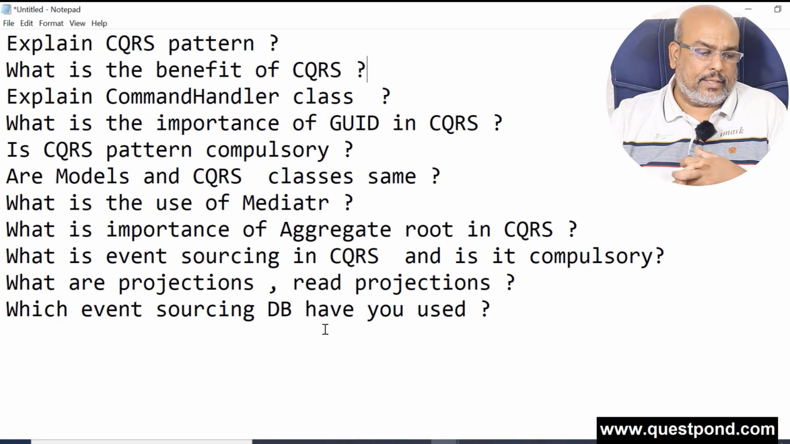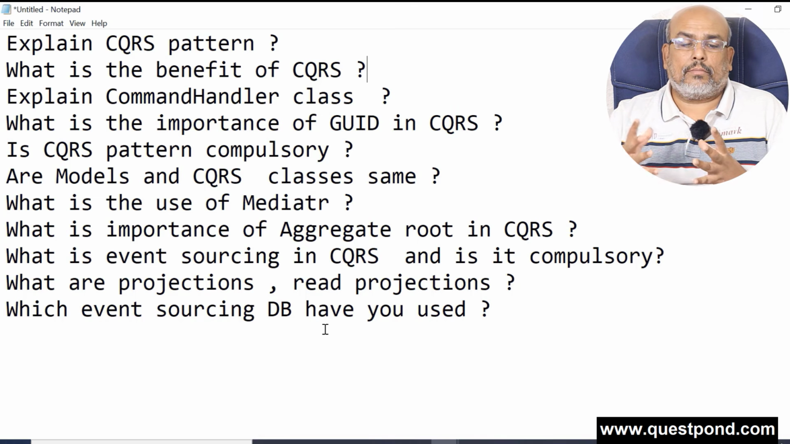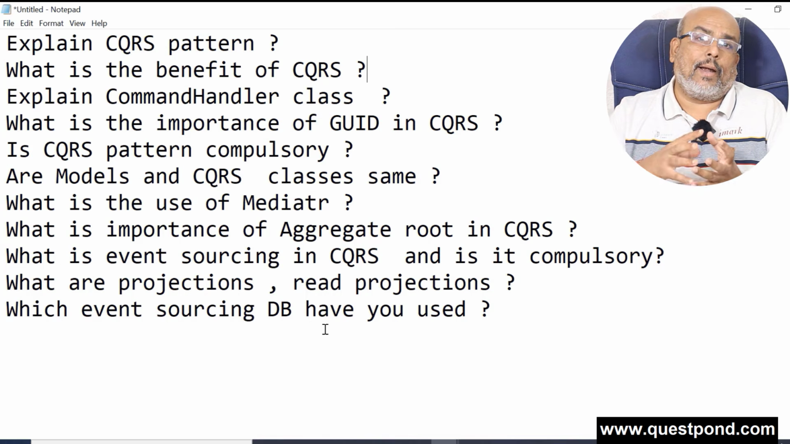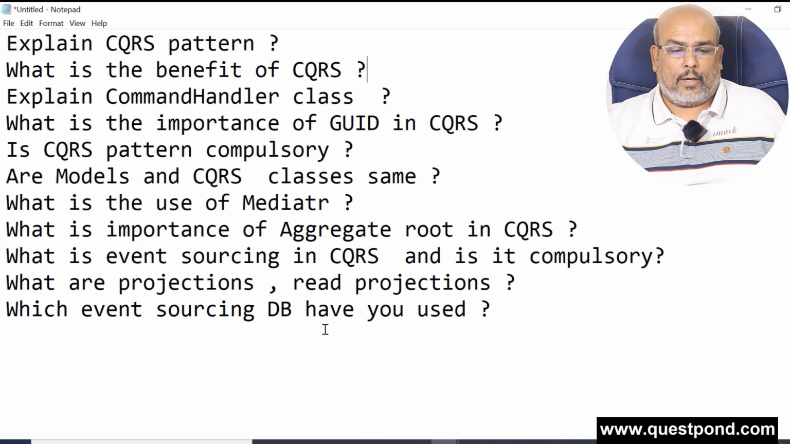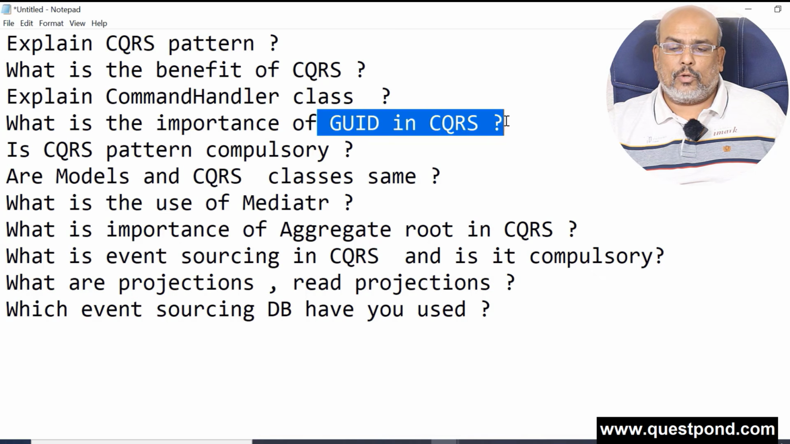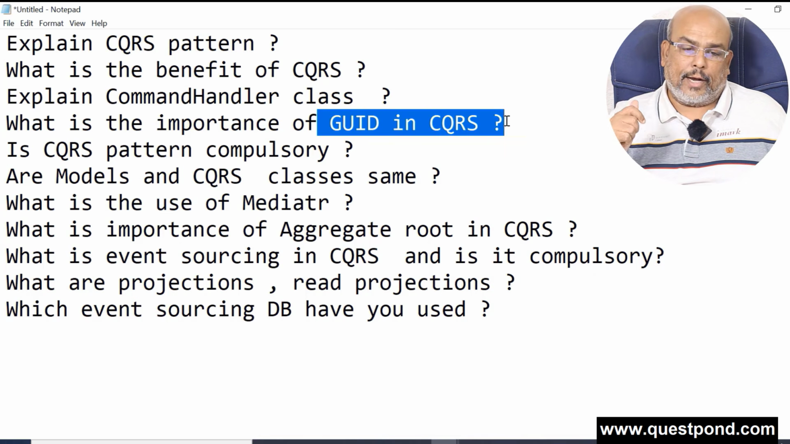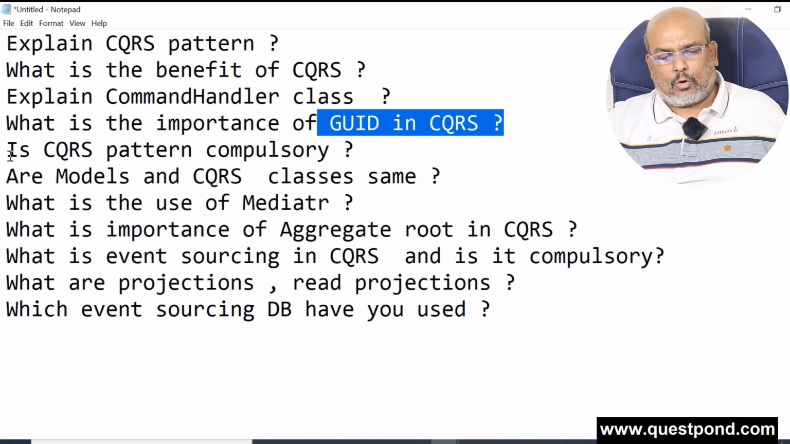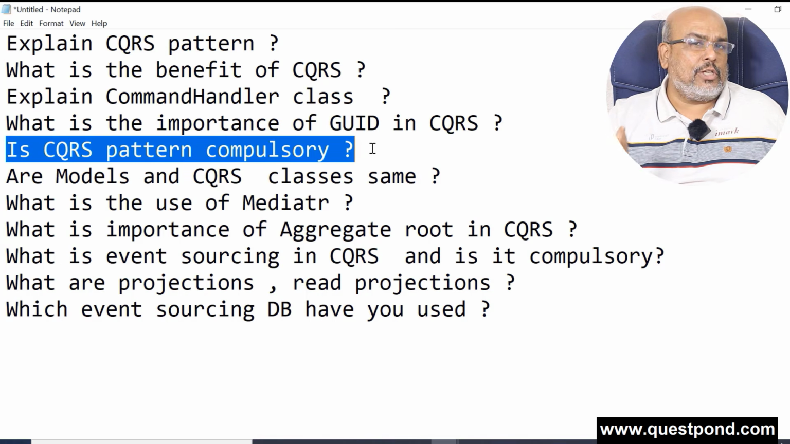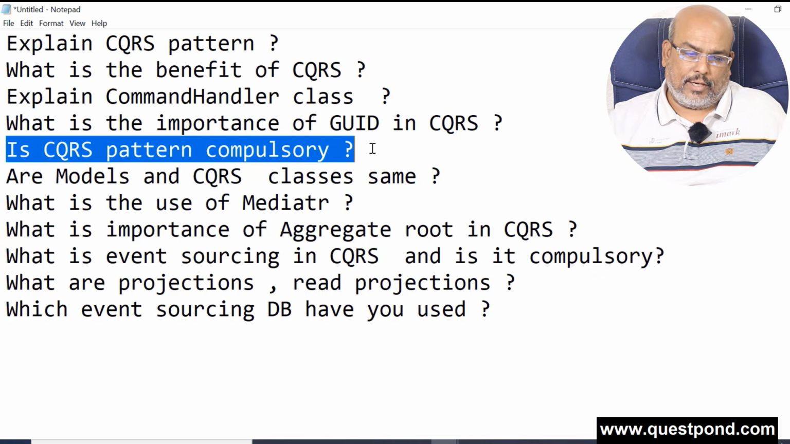First thing, as I've said, what is CQRS? Second, the benefit of CQRS. Then they can go into that question of command and command handler. Also, in CQRS every class has a GUID, a unique identifier. What is the purpose of it? This is one more question. You can have a controversial question where they will ask you, is CQRS compulsory? Can I just do it with a model? As I've said, the answer is yes. But remember that the model can become bulky, huge and heavy.